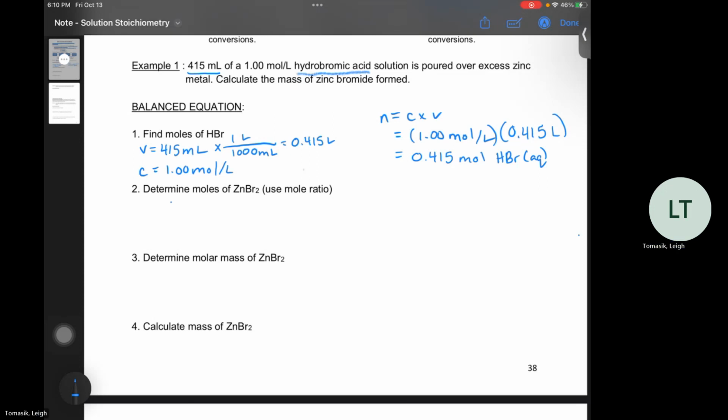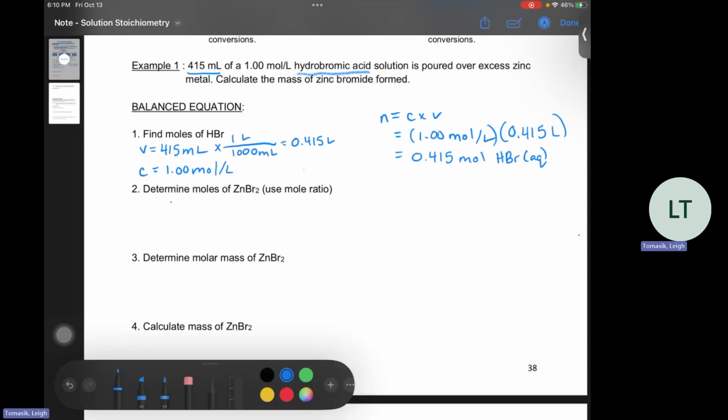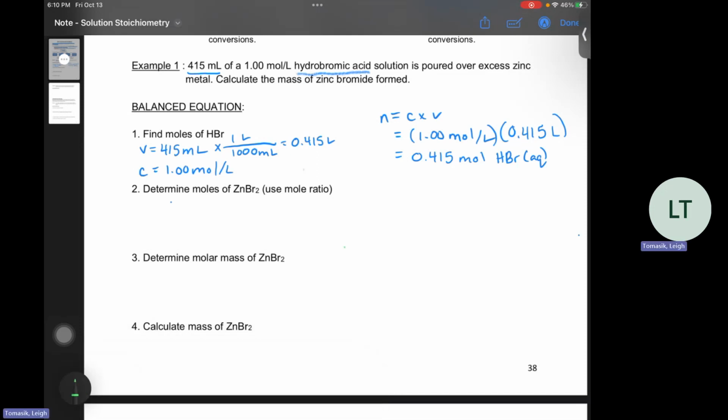Now, we need to determine the amount of moles of zinc bromide. And it says use the mole ratio. So to do the mole ratio, we need to know the balanced equation. So let's come up with the balanced equation. And let's do it in a different color. Okay. So we know that we have added hydrobromic acid over zinc metal, and we get zinc bromide and hydrogen.